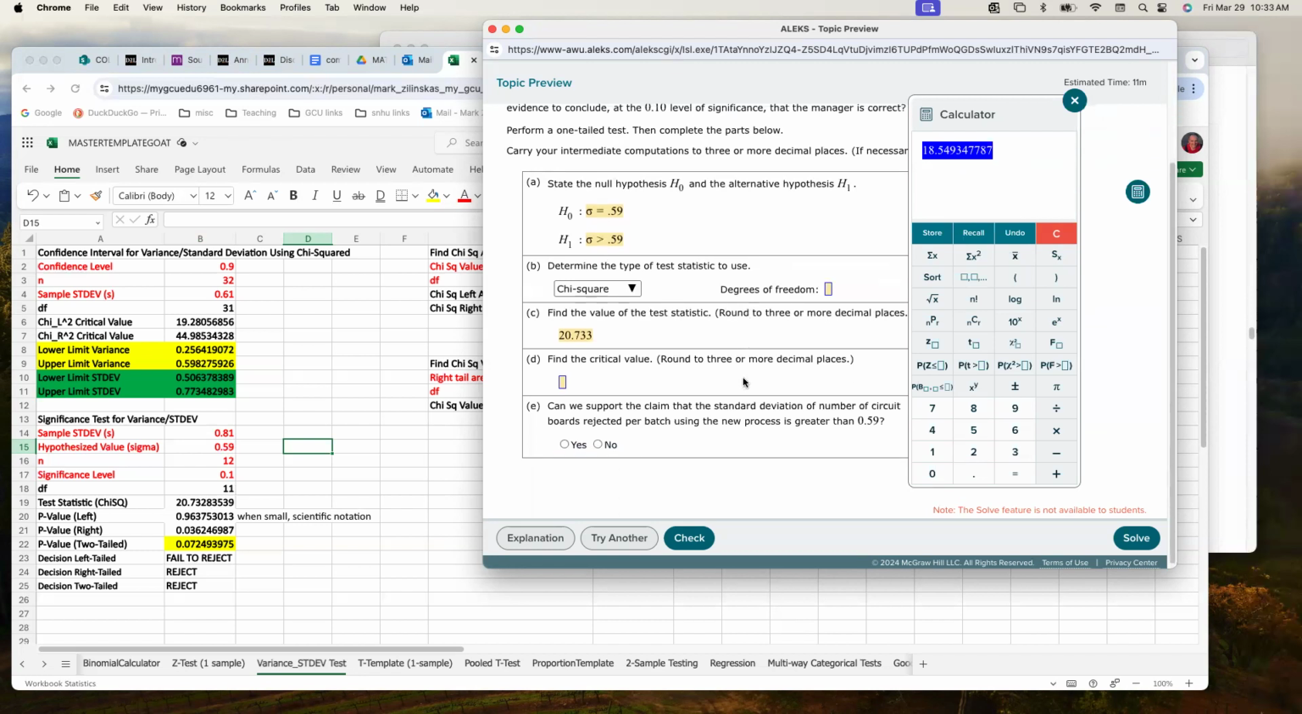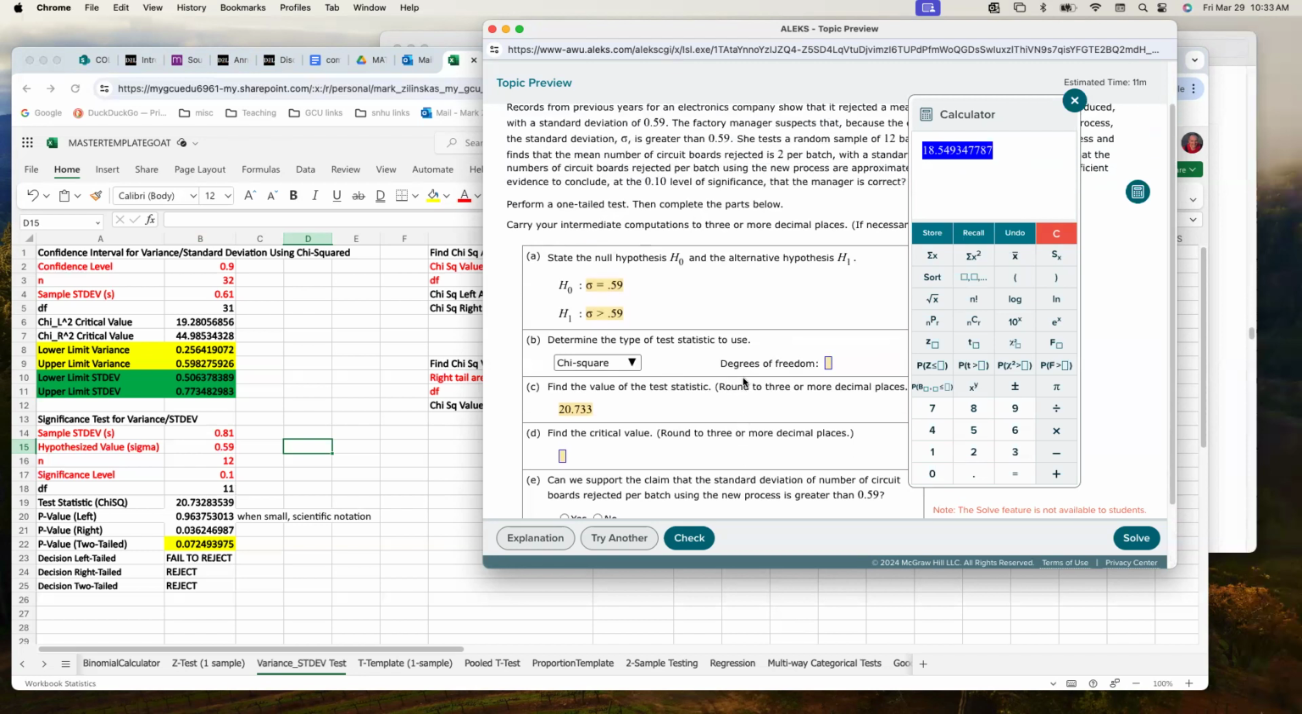Which would make more sense, right? I mean, we don't have a picture here. I'll go ahead and look at one so we get this all down, but that's how you get that. So let's just remember that 18.549. I'll type it in right here.